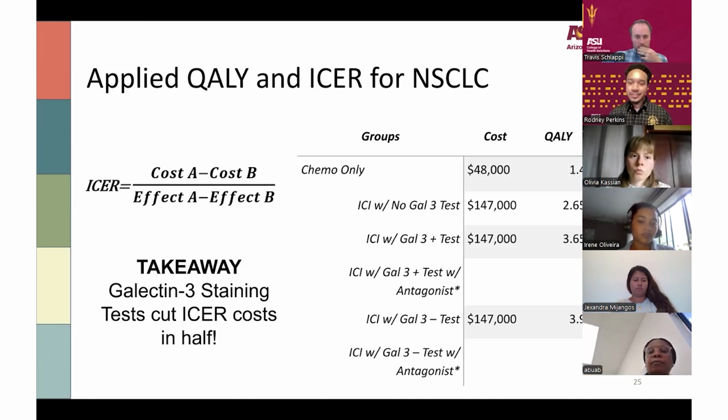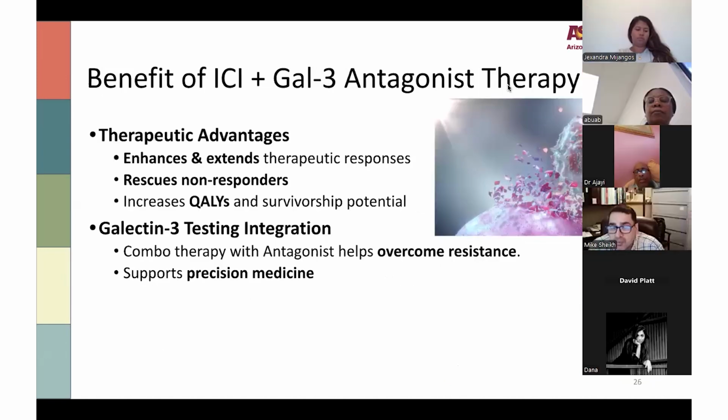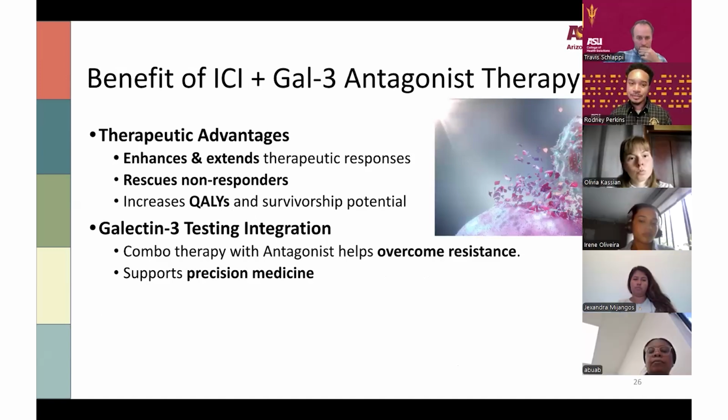So when we look at the benefit of ICI and a galectin-3 antagonist therapy, there are therapeutic advantages such as enhancing and extending therapeutic responses. We're rescuing those non-responders, and we're also increasing the quality and survival potential of the patient. And when we integrate a combo therapy along with an antagonist, it helps to overcome that resistance, which is the main thing we want to do with the integration of this galectin-3 staining test.